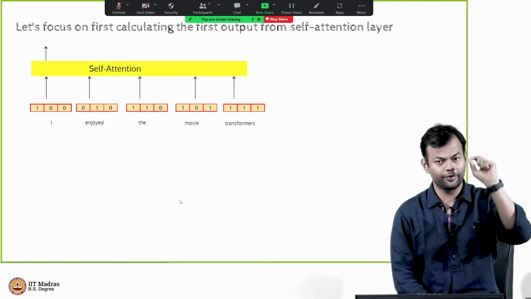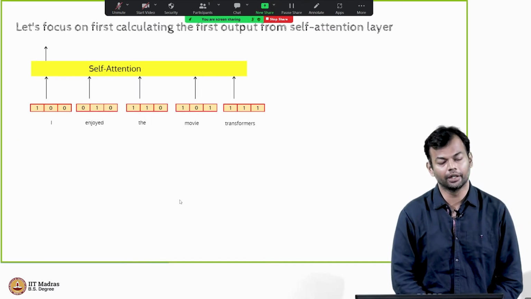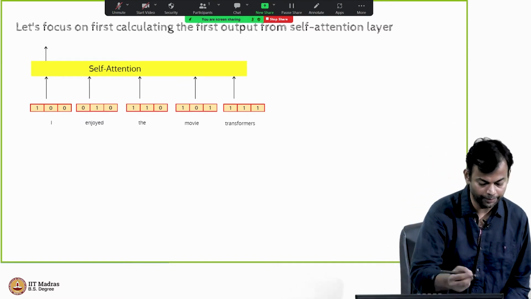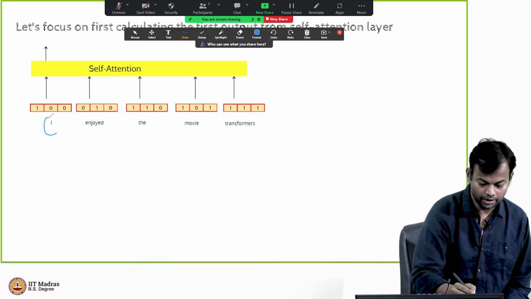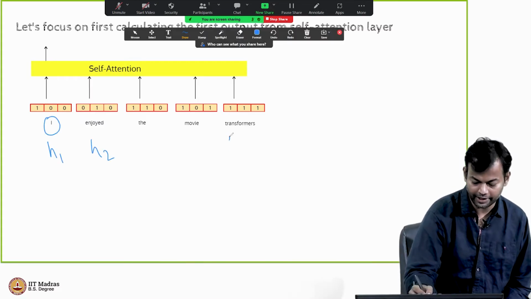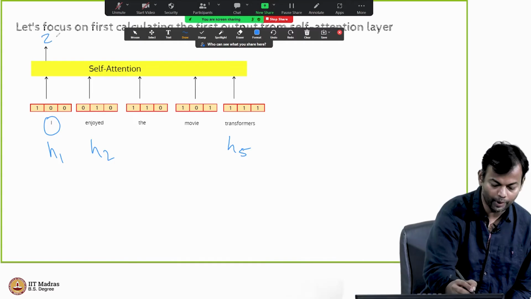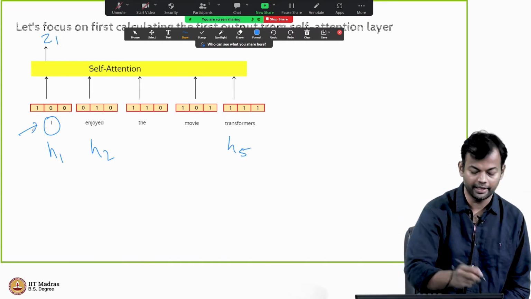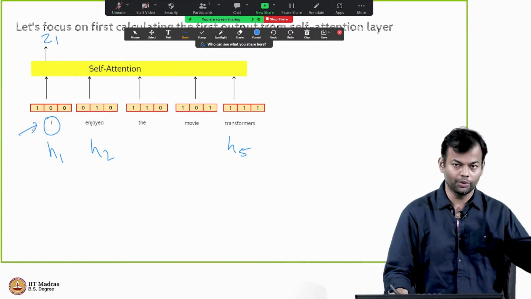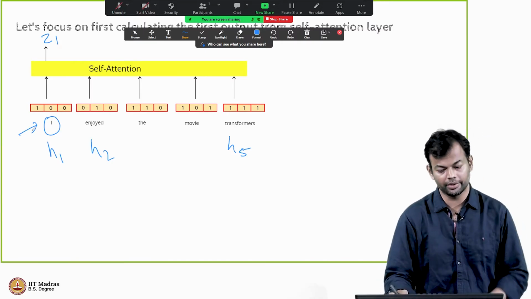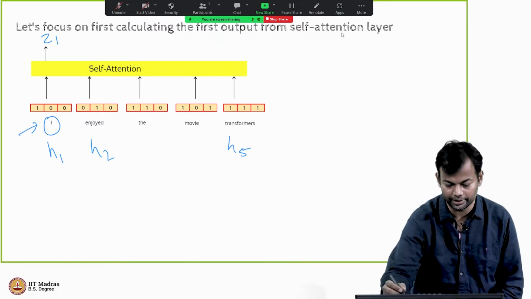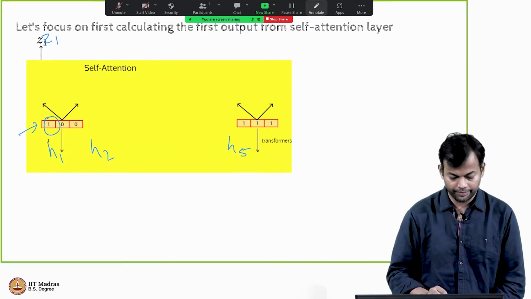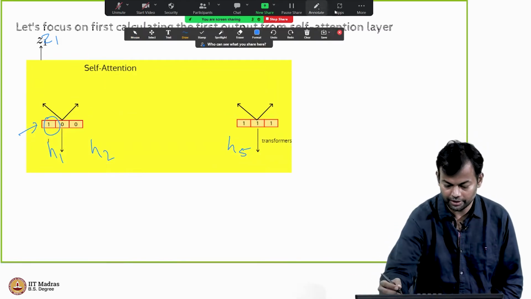Now let's focus on computing the output for the first word. So this is the first input. You have h1, h2 all the way up to h5, and now let's see how z1 gets computed, which is the contextual representation for the word I through the self-attention layer. How do these query, key, value vectors that I showed play a role in this? Let's see what is going to happen there. I'll just zoom into this and clear the annotations.